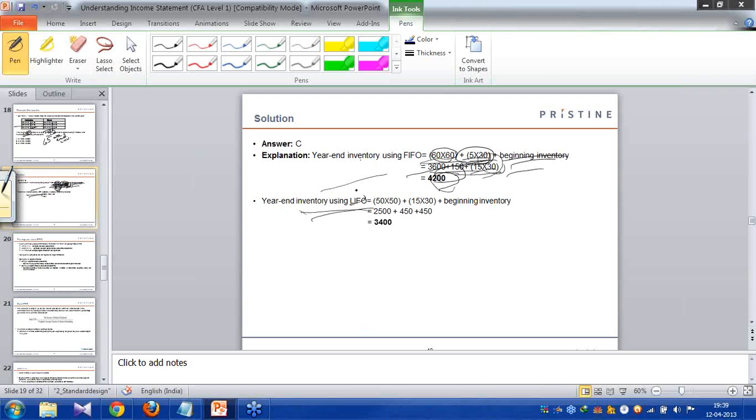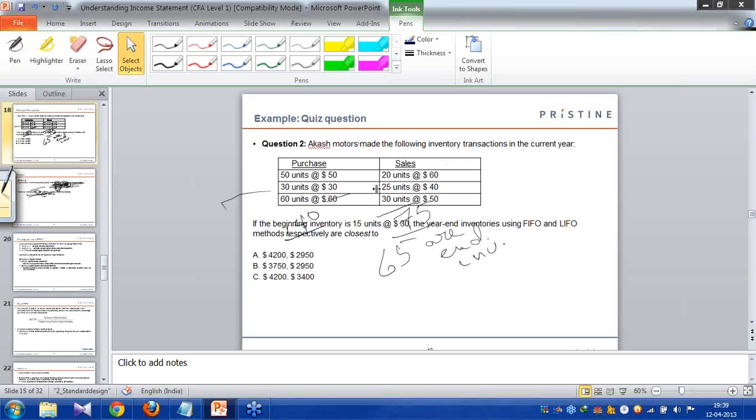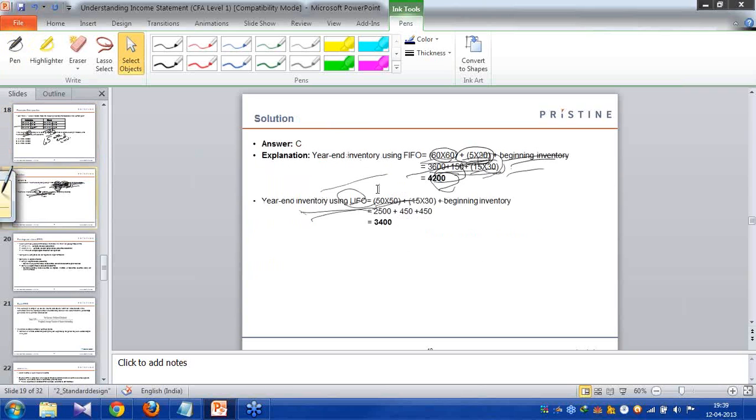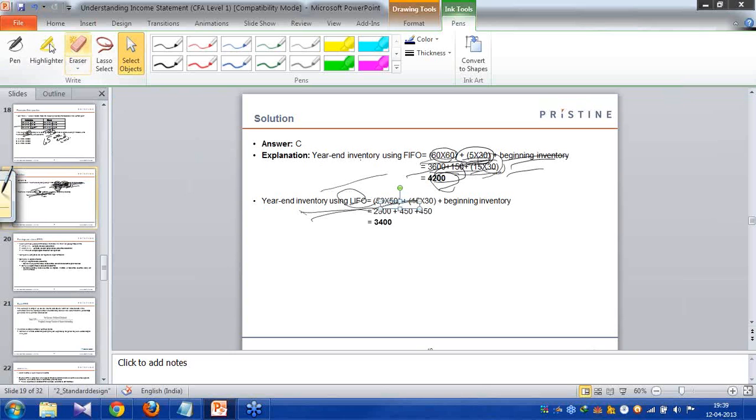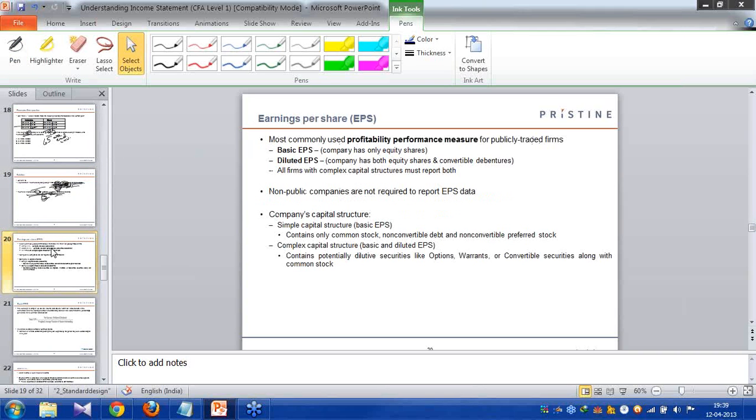And then the year-end inventory using LIFO, we take the initial ones. As you have seen, initially we purchased 50 units, then 30 units, and then 60 units. So we take the 50 out of the 65, and then 15 units from the next, and the beginning inventory, which comes out to 3,400. So the answer is the last option. We have additional questions for practice, which I'll mail to you all later.